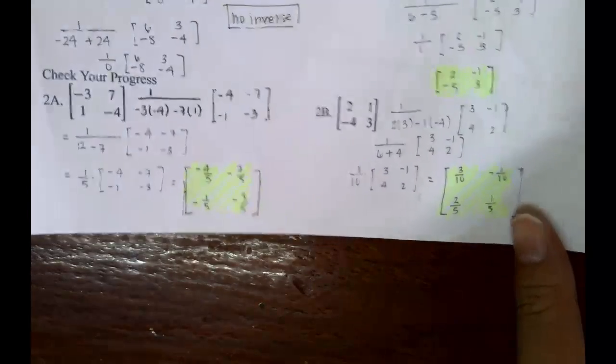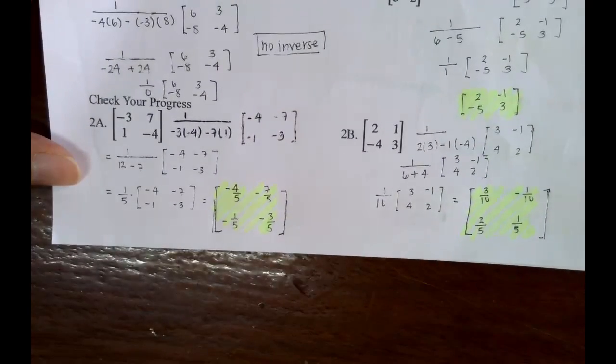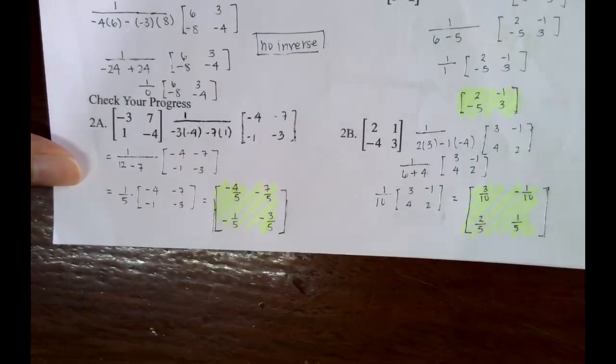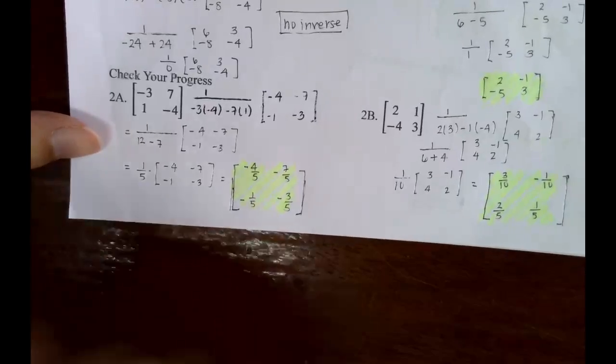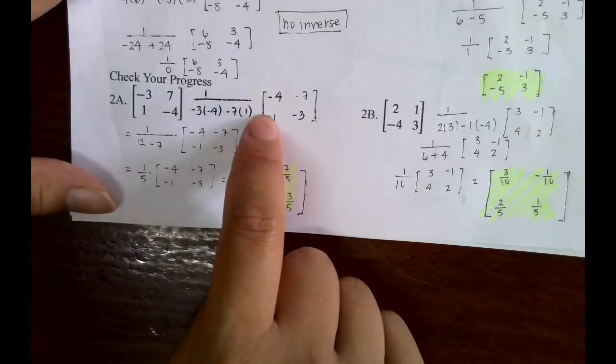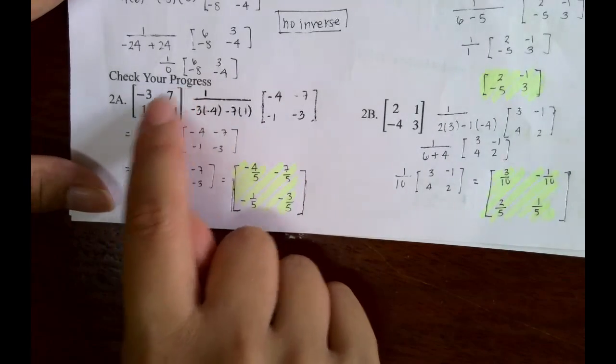Okay, there you go. If you got it right, you can move on to our next and last example. If not, here's your explanation. So for a 2 by 2 matrix, it's going to be 1 over the determinant here, which is AD minus BC.